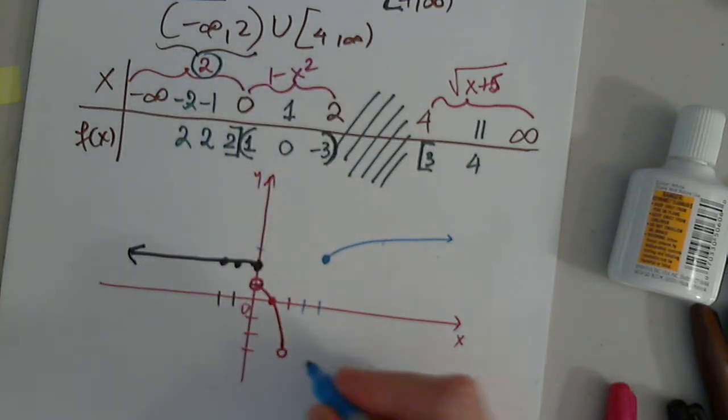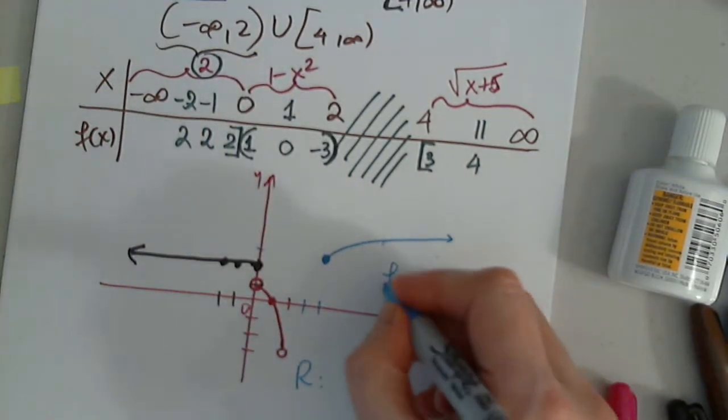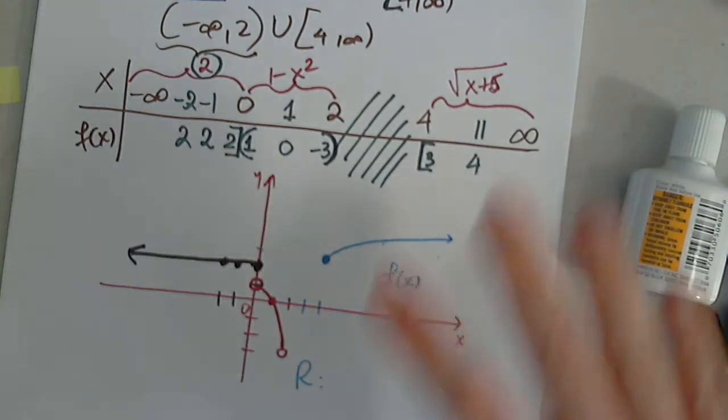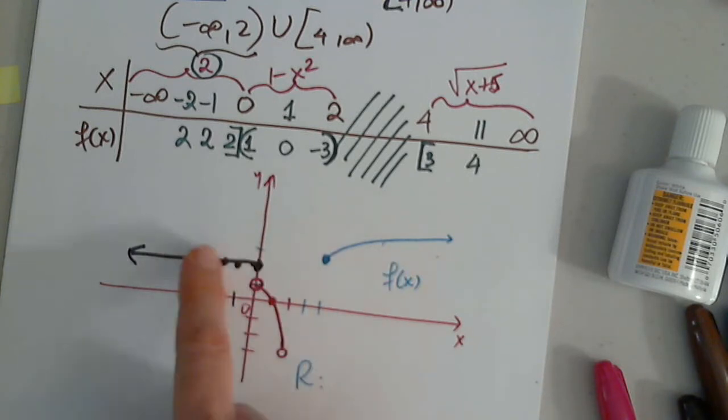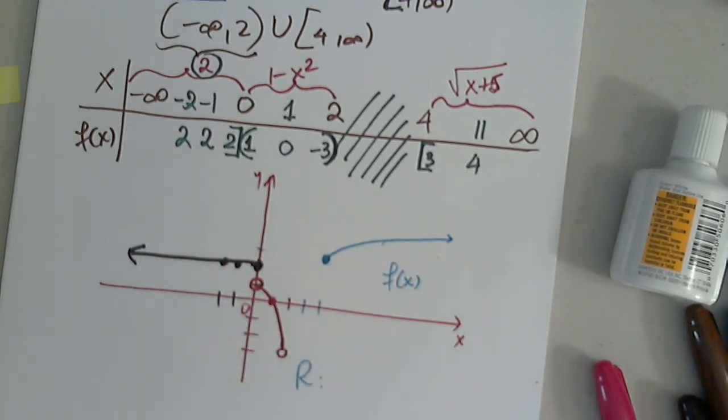Can anyone now establish for us the range? So this is our function f of x. The whole thing is the function, not just this or this or this. All these 3 pieces make up the function. So can anyone give us the range of this function now? -3 to infinity.